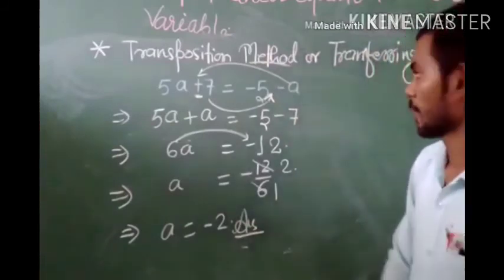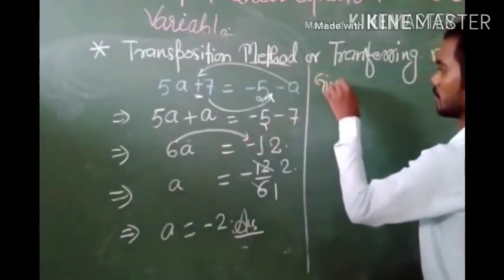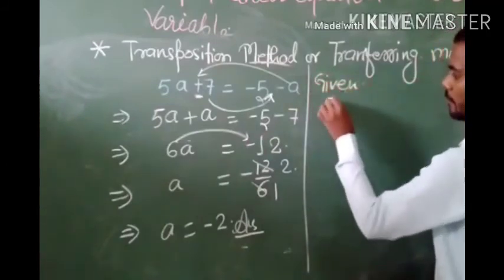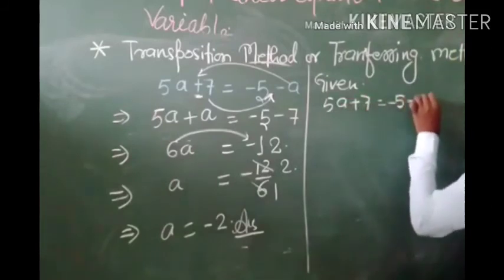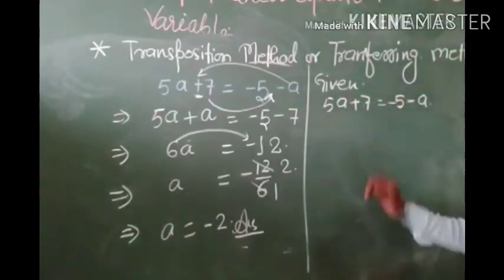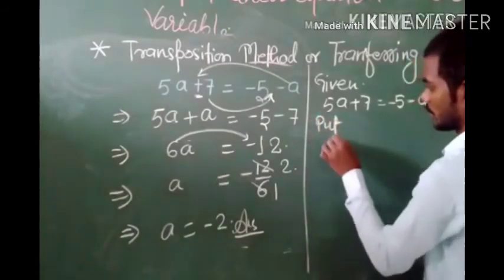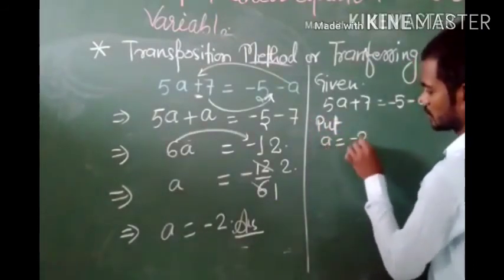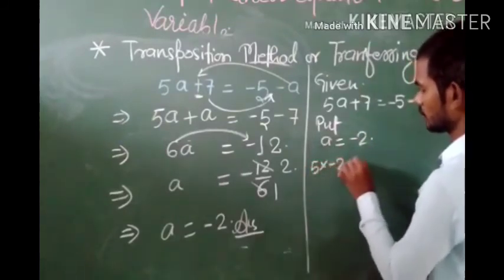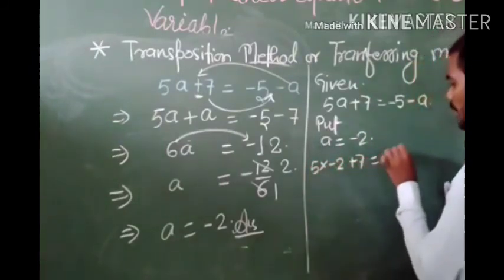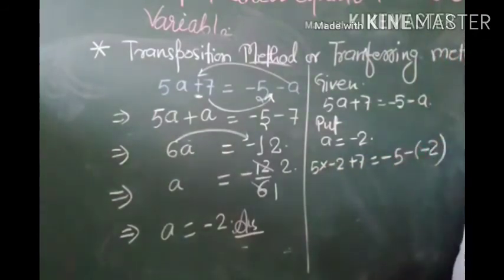Let us check our answer. The given equation, 5a plus 7 is equal to minus 5 minus a. This is our given equation. Put a is equal to minus 2. We have 5 multiplied by minus 2 plus 7 is equal to minus 5 minus minus 2.